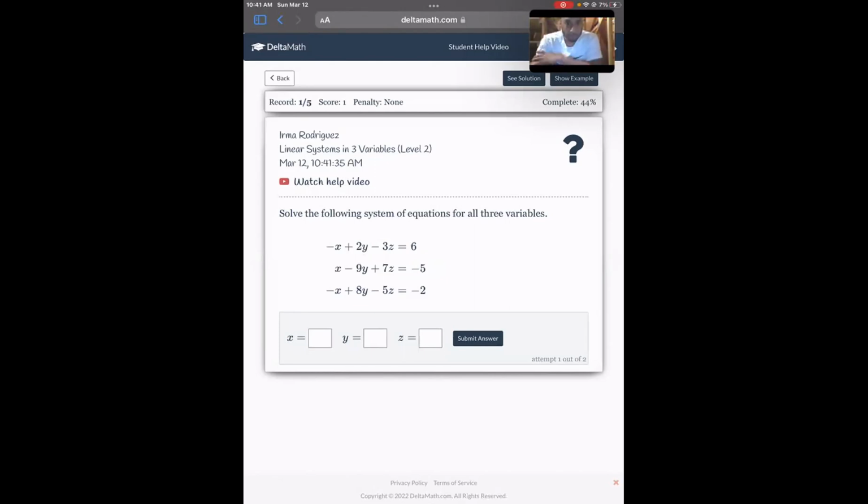Alright, this is a new one. Okay, this is the next one. Same idea on this one. We have to solve for each of them individually. Okay, so let's go back to the whiteboard.